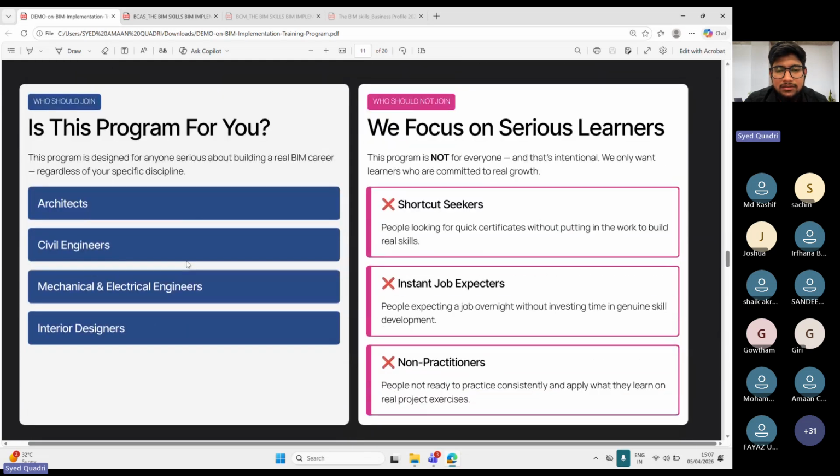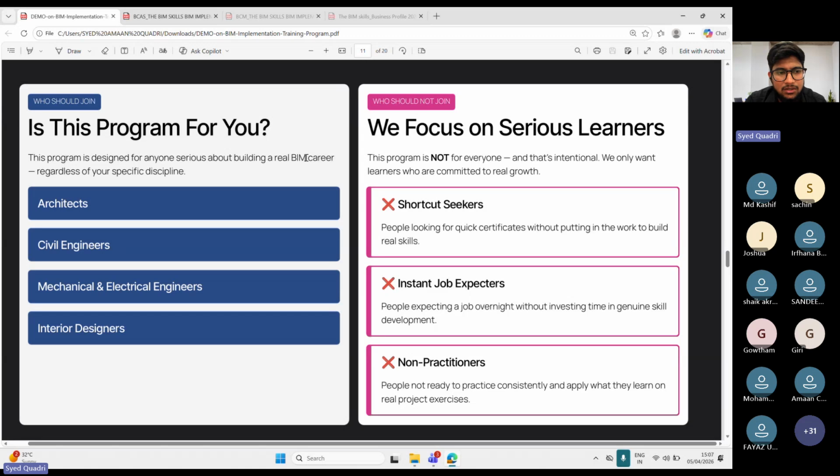Now, one thing: this program is not for everyone. So you need to evaluate yourself. Is this program for me? Whether I should join or not. Who should join? This program is designed for anyone who is serious about building a career. We saw many candidates join. Some are serious and some are not. The candidates who are serious are building good careers.